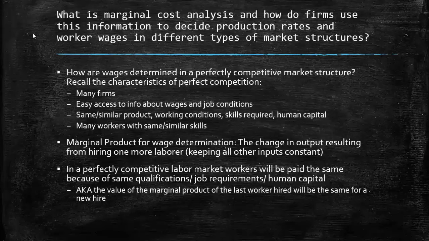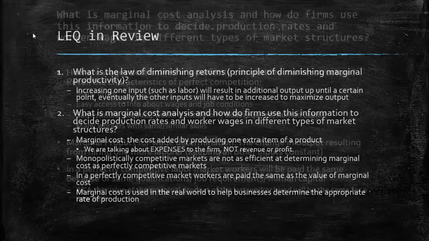Remember, in a perfectly competitive market, a tomato is a tomato is a tomato. It costs the one farmer the same as it does the other. Because of that, the workers should get paid the same as well. Now, a fancy way to put that in economic lingo, the value of the marginal product of the last worker hired will be the same for a new hire. That is, if the last worker was paid $10 an hour, the new worker should also be paid $10 an hour, aka the marginal product.